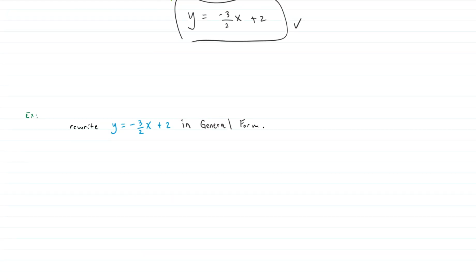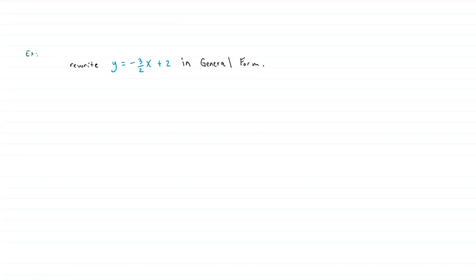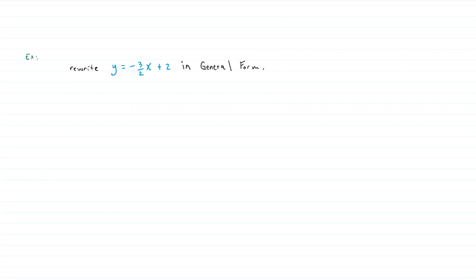Let's move on to the next one. This next example says rewrite y equals -3/2 x plus 2 in general form. So this is in slope-intercept form, and we want to write it in general form. So we can do that. Y equals negative 3/2 x plus 2. So again, we want everything to one side and 0 on the other.